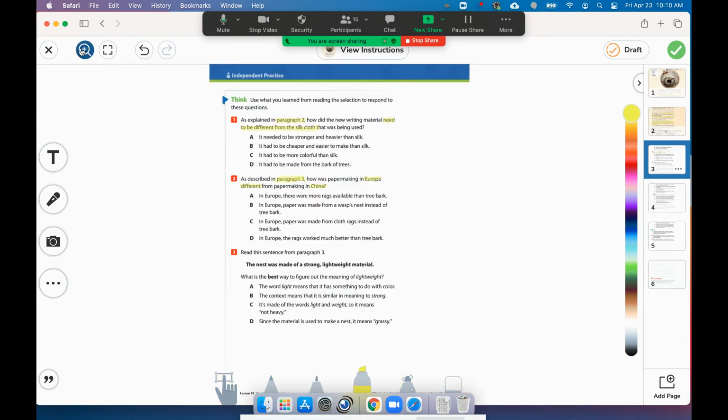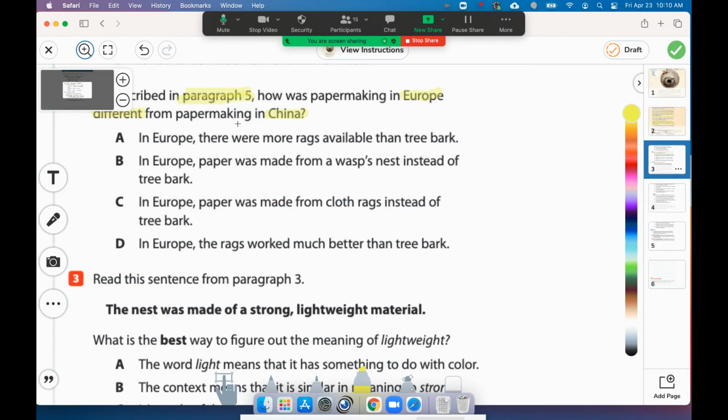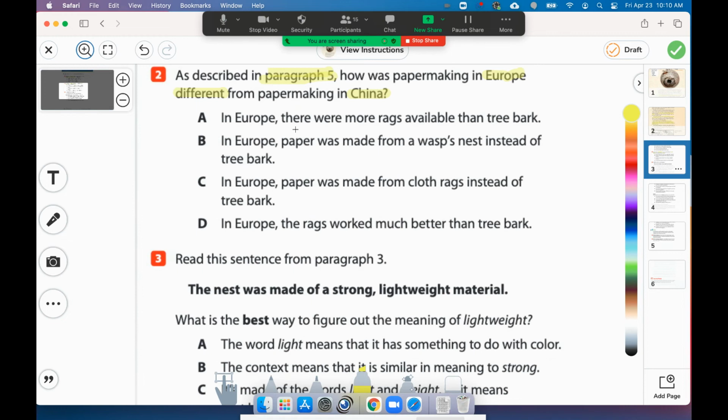So on page 3, how was what they did in Europe different? In Europe, there were more rags available than tree bark. In Europe, paper was made from a wasp's nest instead of tree bark. In Europe, paper was made from cloth rags instead of tree bark. In Europe, the rags worked much better than tree bark. How is it different in Europe than it was in China? Go ahead.